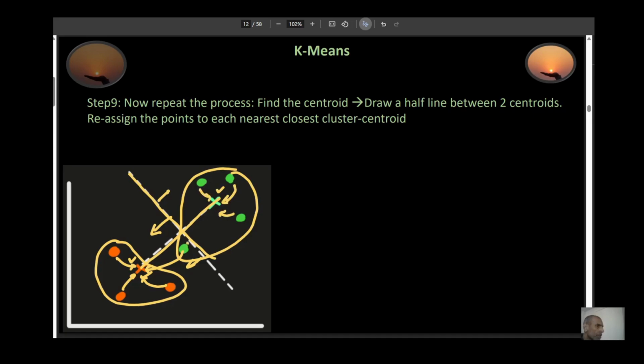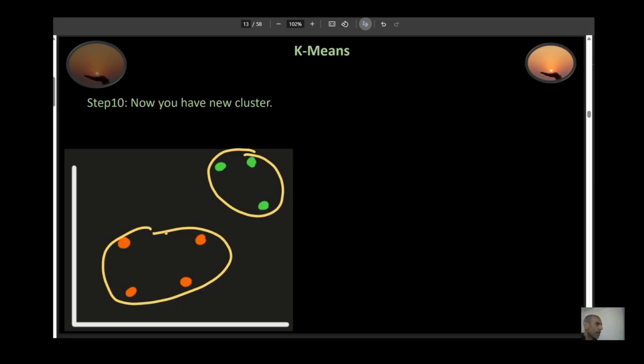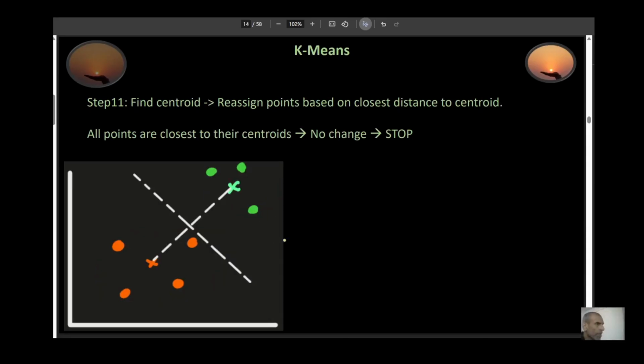So now you notice, you'll see this is a point that actually changed its cluster. It's going from the old cluster to this new cluster right here. And now you have new clusters. This one and this one. And then you do the same thing again. You find the centroid of these points right here. Let's say the centroid comes out to be this, and you do the same thing over here. You find the centroid of this cluster right here. And let's say it is this.